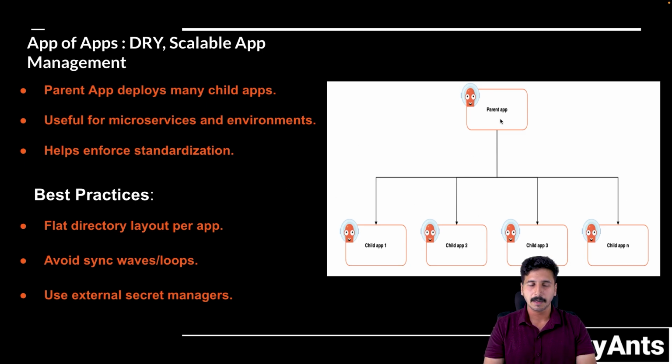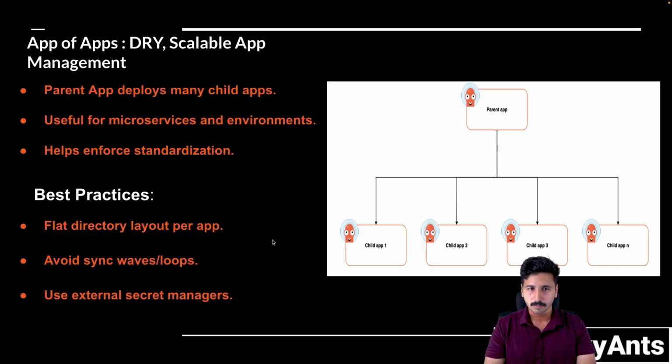Here, using this pattern brings standardization, wherein you just know all the templates and the standard approach to follow, and then you just have to add microservices as you build, as you expand. The best practice to keep in mind is to use a flat directory and not loop in subdirectories inside the child app, just to be sure that we don't waste a lot of time while debugging. And then just to avoid the sync waves and loops.